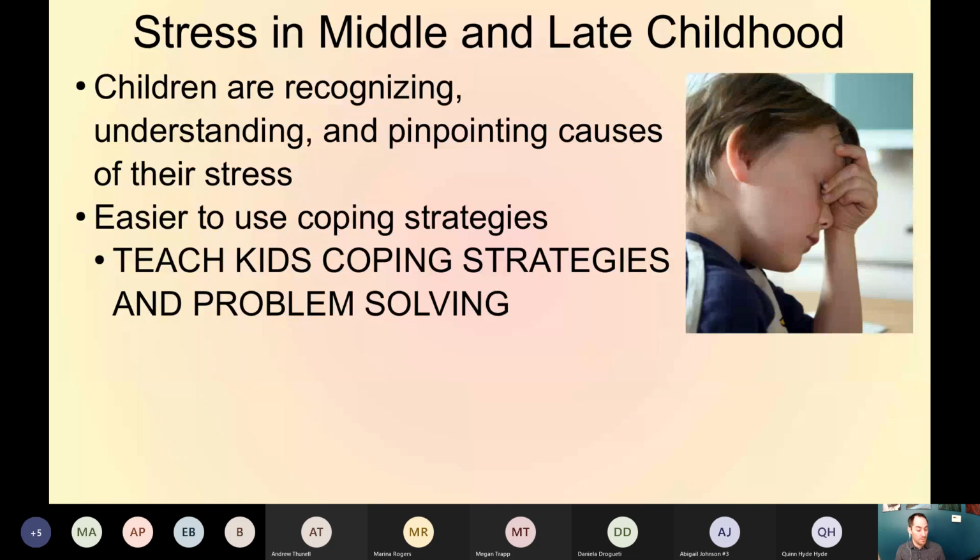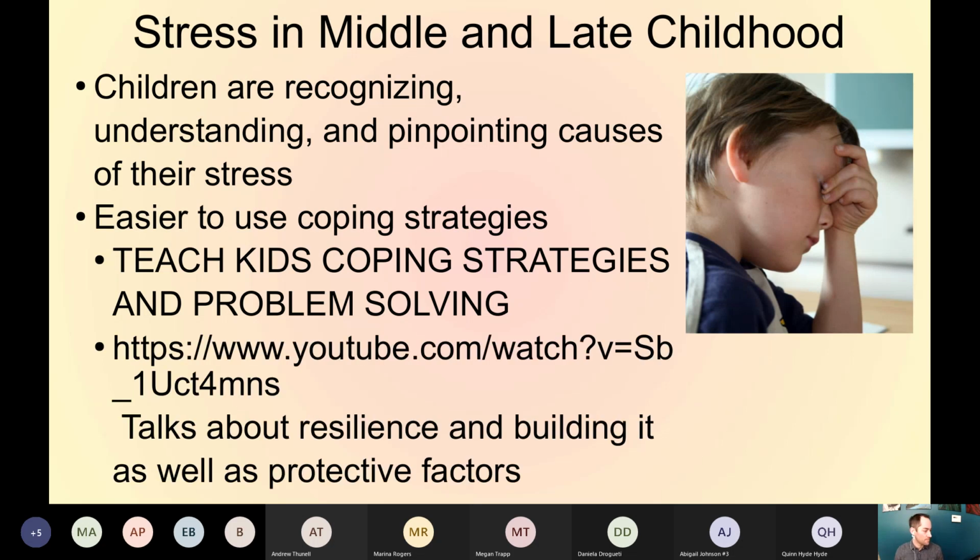So what is the stress coming from? Is it from having too much homework? Well, we talked about that last time. They probably shouldn't be having a bunch of homework. Is the stress coming from drama with friends? Well, helping them figure out and problem solve. So being there to support and help a child work through. They're a lot more capable at this time of learning and using these kinds of coping strategies. Meditation can be useful. Basically anything you can think that would be useful for reducing anxiety could be useful for a middle or late child.